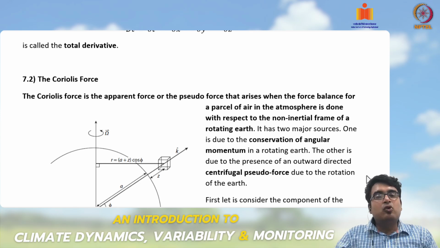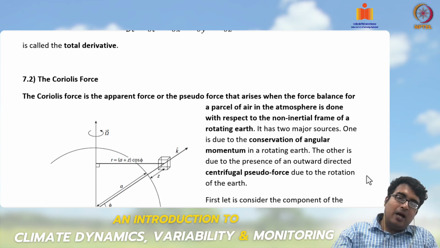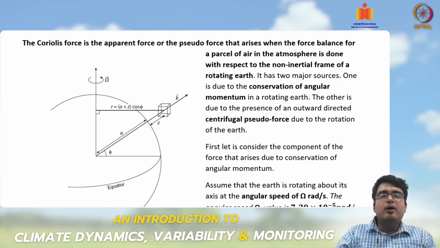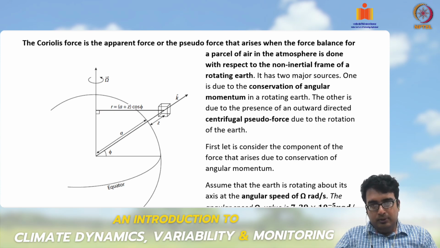The first is the Coriolis force, which is the apparent or pseudo force that arises because of the non-inertial nature of Earth's reference frame. And we said that it is coming from 2 sources. First is the concept of the conservation of angular momentum, and the second is the centrifugal pseudo force that is arising due to the rotation of the Earth. So we will discuss these 2 points today.